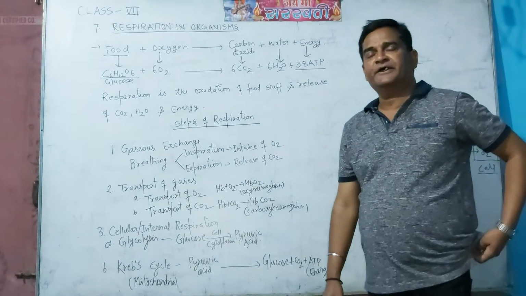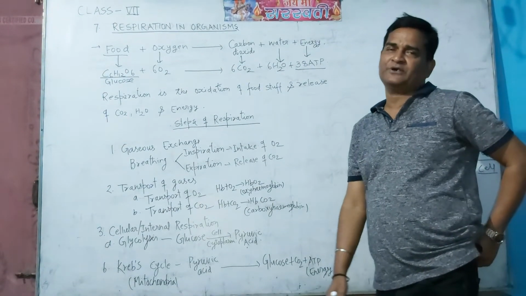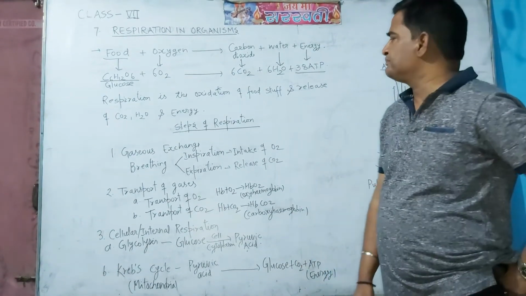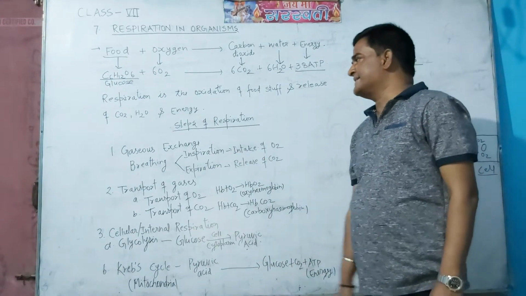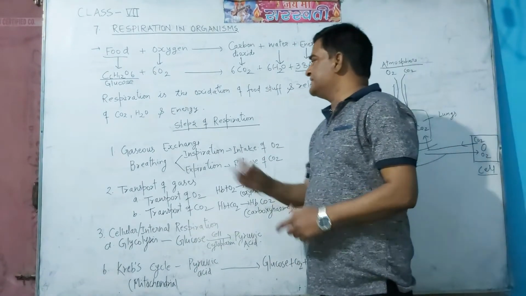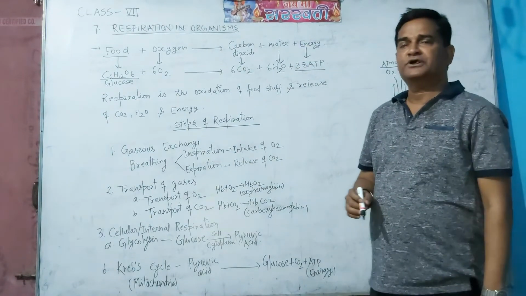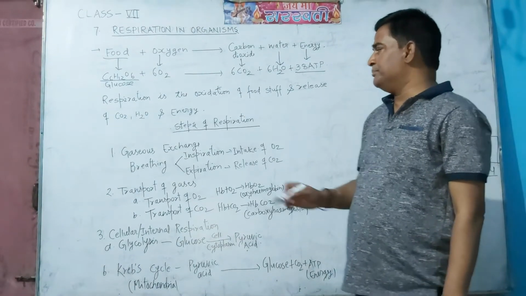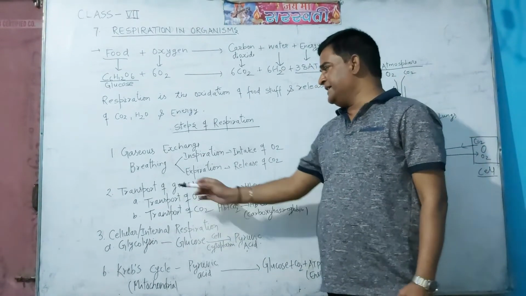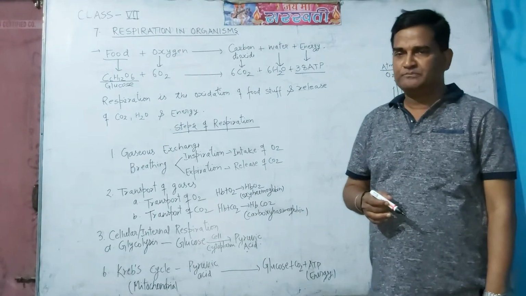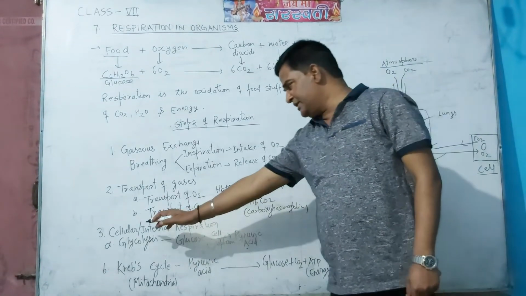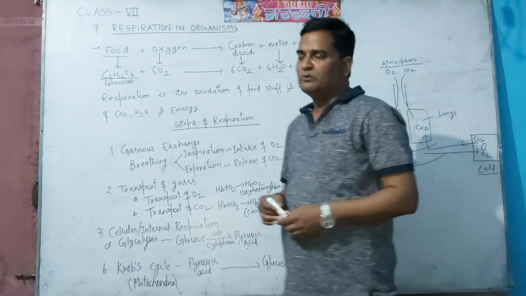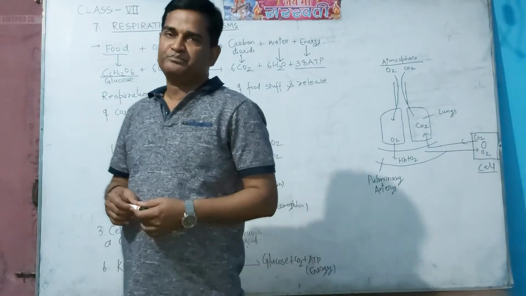Now the question arises, children, what are the different steps of respiration? The complete respiration can be studied under three important headings. These are some important steps of respiration, children. Number one is called gaseous exchange. It includes breathing mainly. Second is the transport of gases. And third is the cellular or internal respiration. Children, one by one I will explain the exact meaning of these steps.